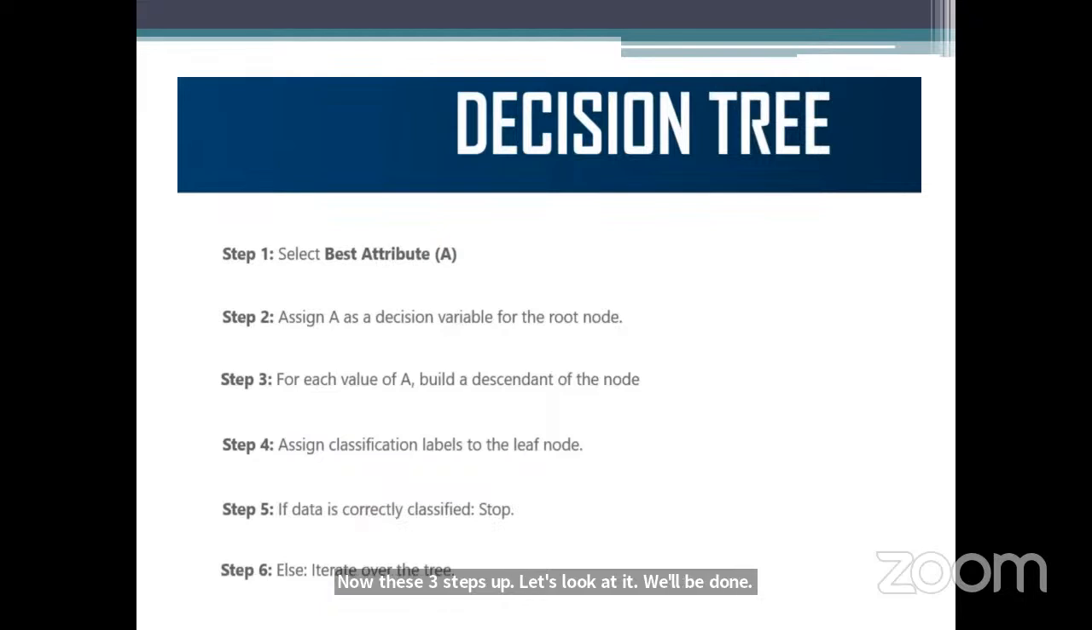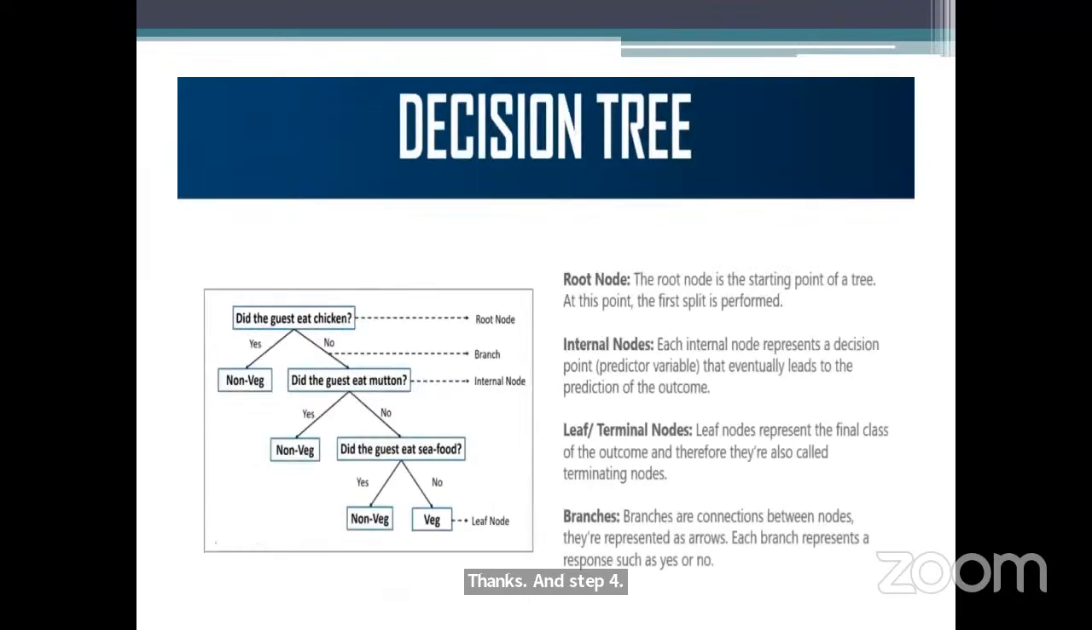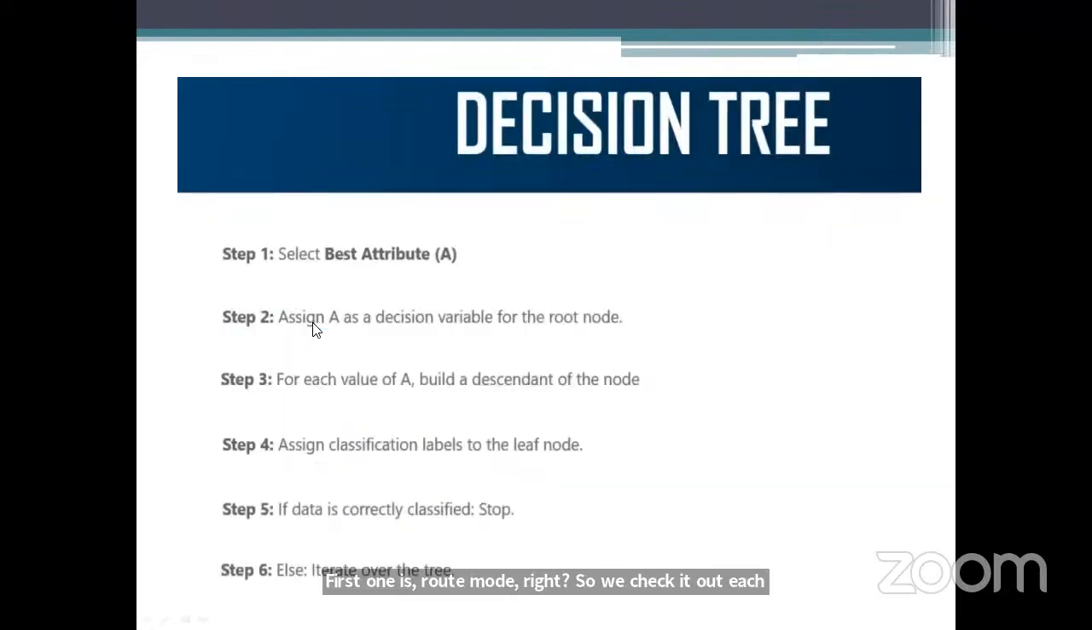And next one, just think it out, these 3 steps with the previous example. Now, here is the best attribute, Each chicken, right? And step 4. You can think it out, this one. For that algorithm, we can implement here. First one is root node, right? So we will check it out. Each chicken will be the best attribute.